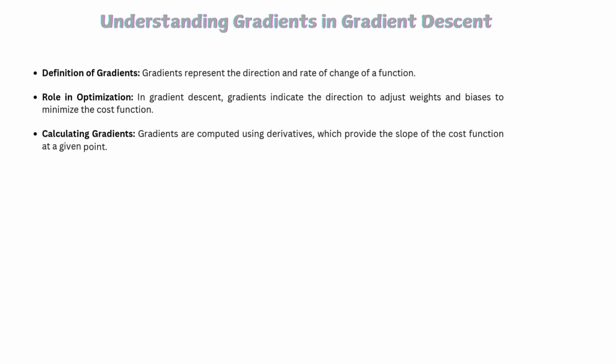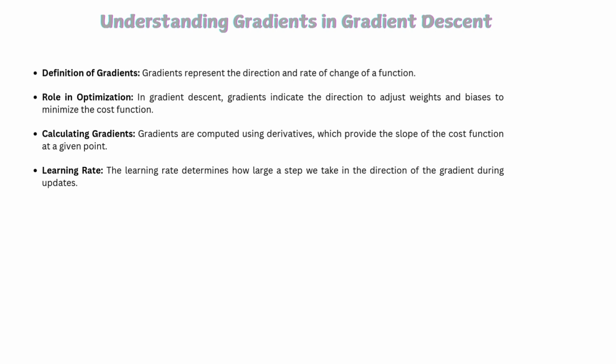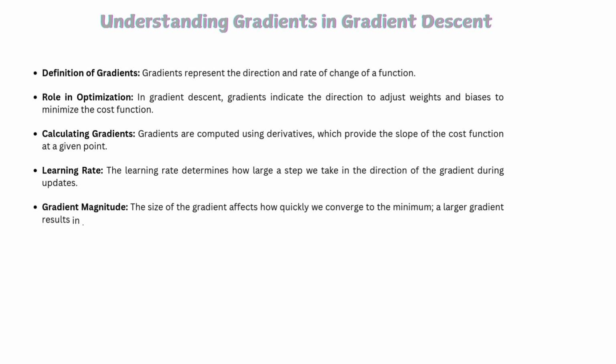To calculate these gradients, we rely on derivatives, which provide us with the slope of the cost function at any given point. The slope tells us how steeply the function is rising or falling, allowing us to determine the necessary adjustments to our parameters. A key element in this process is the learning rate, a hyperparameter that dictates the size of the steps we take along the gradient during each iteration. A well-chosen learning rate ensures that we make effective progress toward the minimum without overshooting and potentially diverging from our target. Moreover, the magnitude of the gradient itself plays a significant role in our optimization journey.